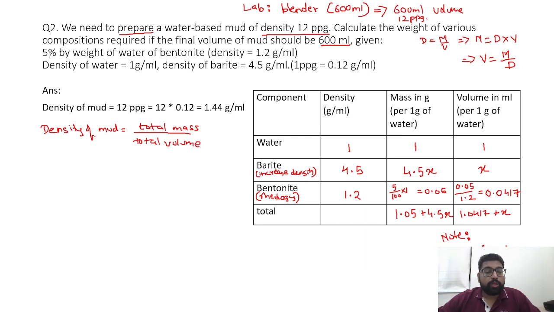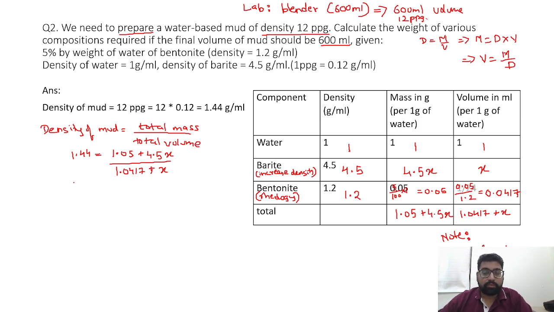We know that the density of mud is given as 12 ppg. We use a unit conversion from ppg to grams per ml, and I got the density as 1.44. So I'm going to write 1.44 equal to total mass, 1.05 plus 4.5x, upon 1.0417 plus x. Once you do the cross multiplication and solve everything, you're going to get x.